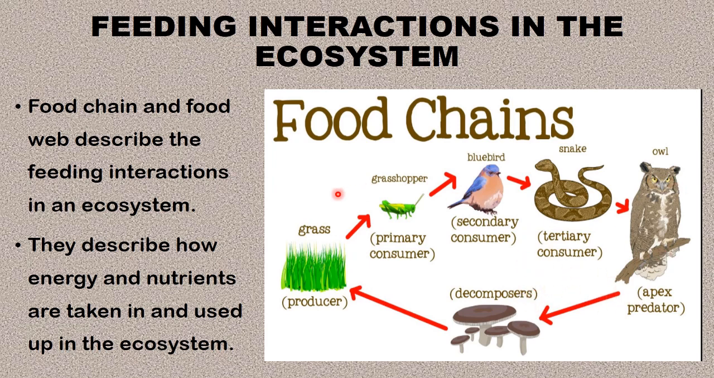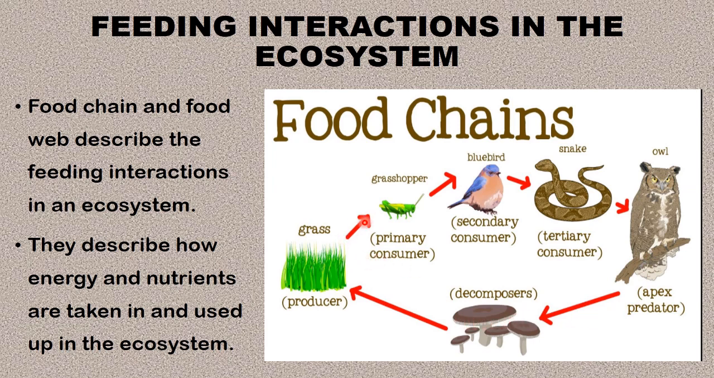Now, when all these consumers die, they are broken down by the decomposers and turned into nutrients that go into the soil, which the producer uses to grow. So you can see now that is a food chain. With the aid of the decomposers, the cycle is complete.